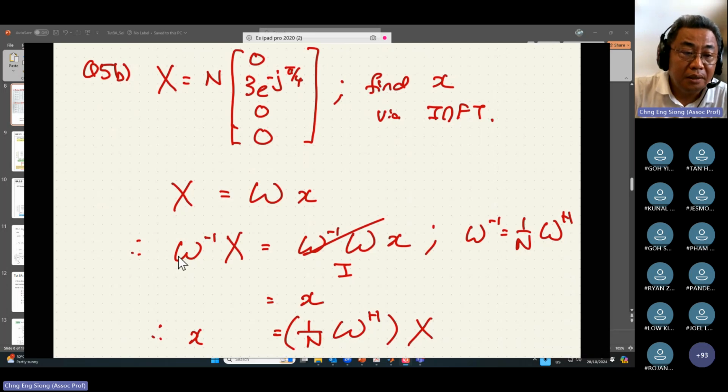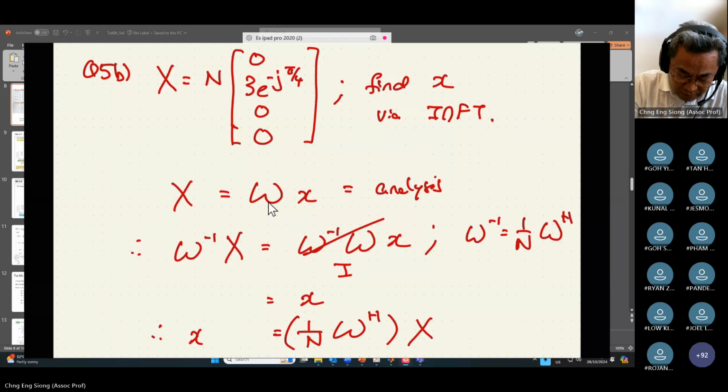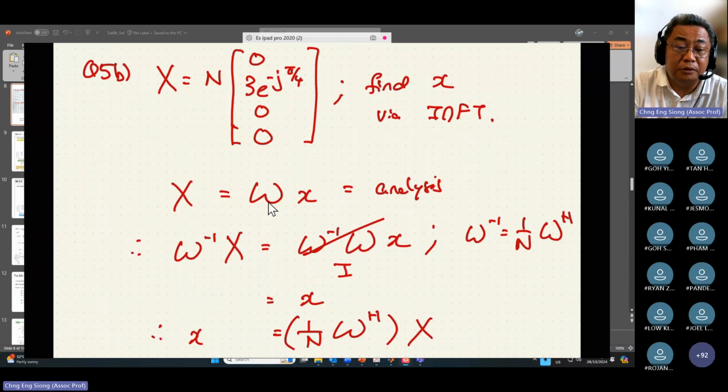I repeat. Let's start with the equation we know. This is the analysis equation. Big X is equal to W x. If the inverse of W can be found, and it can be found because W is a square matrix and it has independent rows and columns, which is full rank, its inverse exists. So we left multiply the equation by W minus 1. So it's W minus 1 big X equals W minus 1 W x. So W minus 1 W becomes identity, small x. So now we are left to find what W minus 1 is.